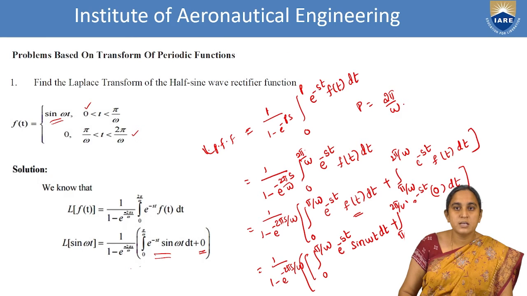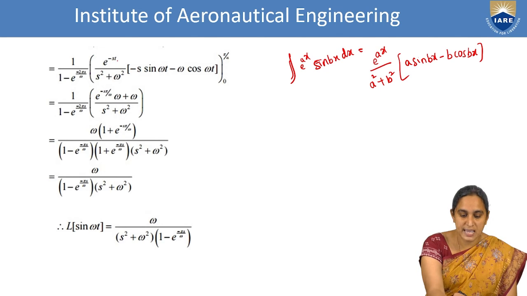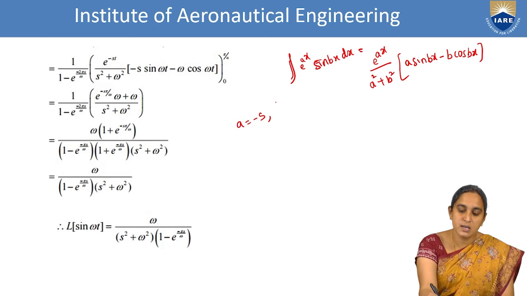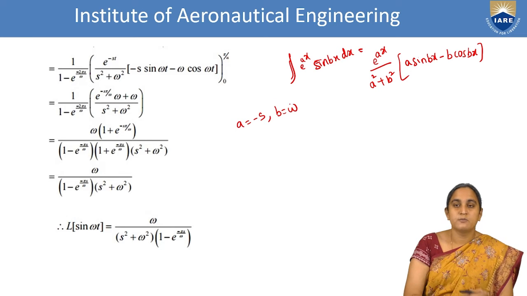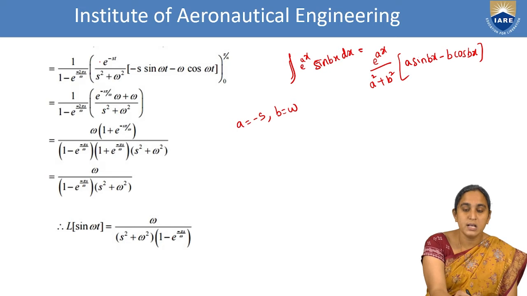In the above step, a is equal to minus s. That means e power ax by a square plus b square. A is here minus s, and what is b here? b is w. That is here 1 by 1 minus e power minus 2 pi s by w. Take it outside and substitute the formula for the remaining part.